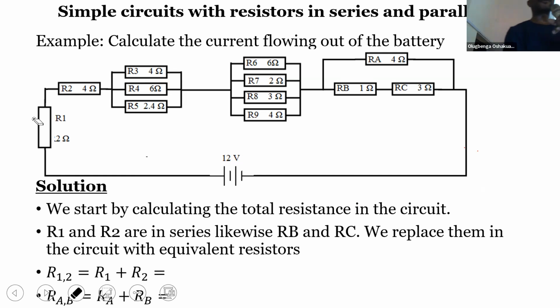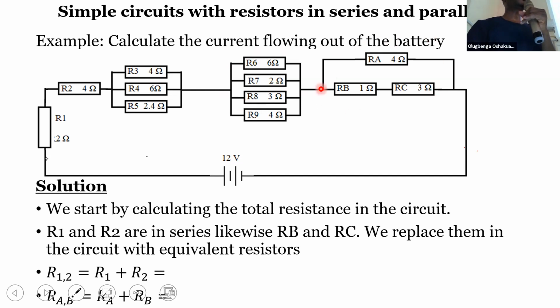It is easy for you to think of R1 to be in series with R2, and also in series with R3, R4, and R5, and in series with R6, R7, R8, and R9, and also in series with RA, RB, and RC. So now we are going to try reducing the circuit one after the other. It's easy for you to take these three that are in parallel, replace with a single resistor, take these four that are in parallel, replace with a single resistor.